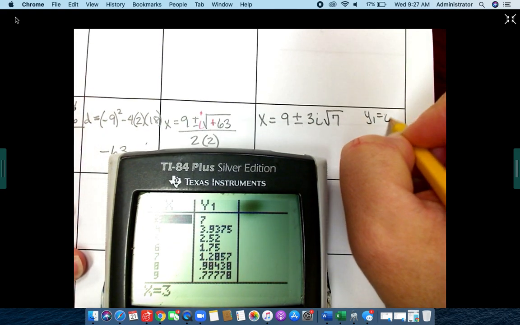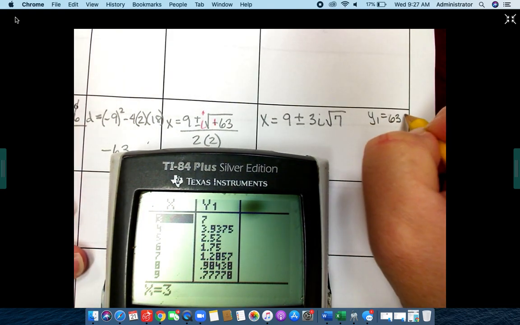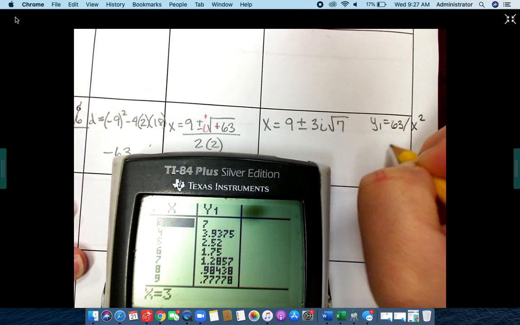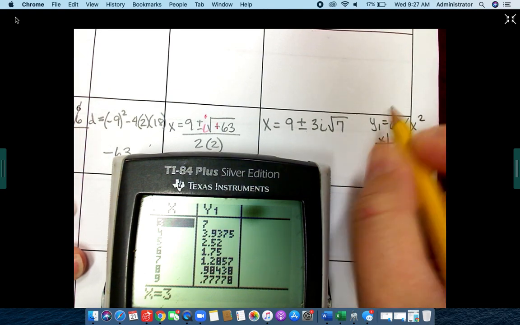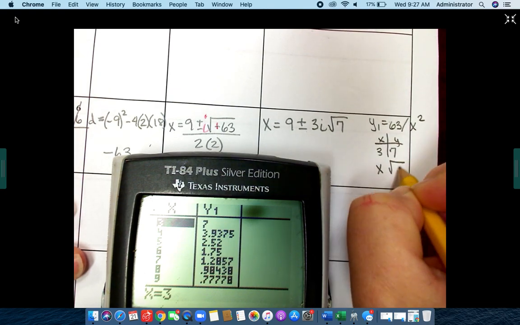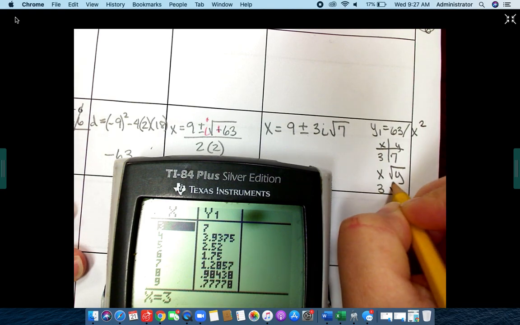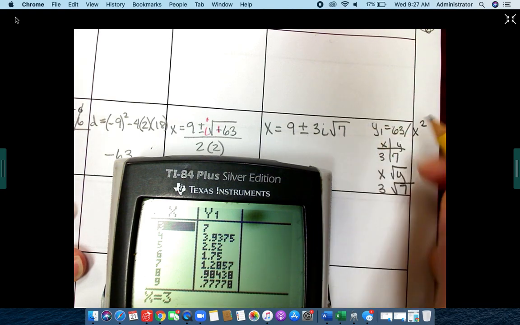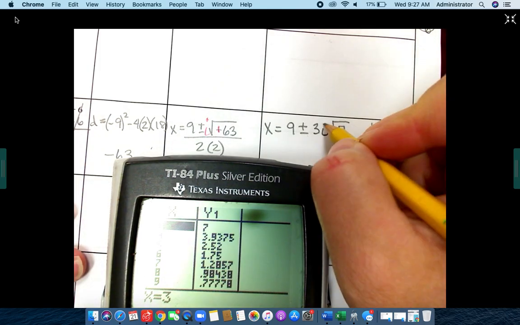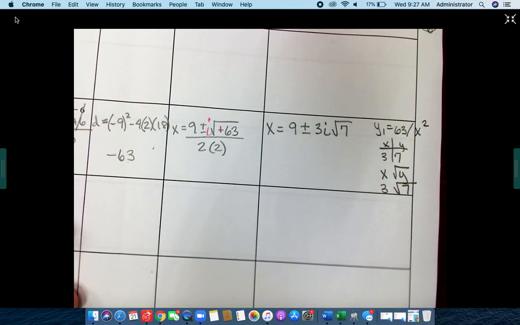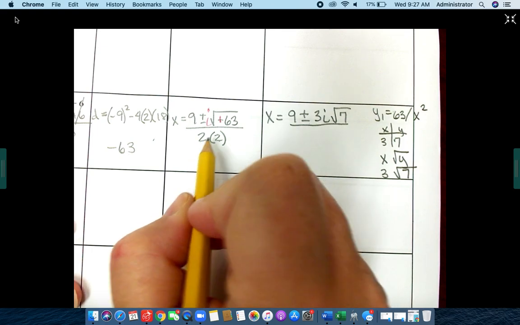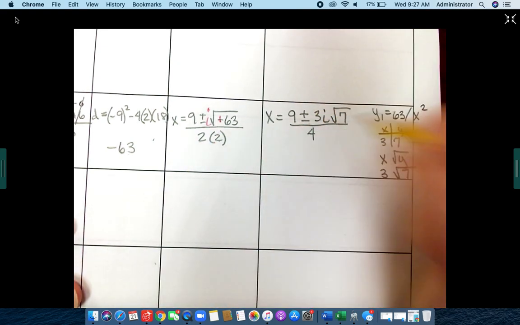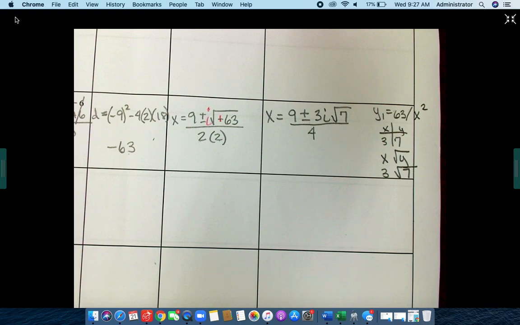We go to y equals and type in 63 divided by x squared. Our xy table gives us 3, 7, and our answer will always be x root y. So that's where we get the 3 square root 7. And we just made sure that because it was negative, we put the i in front of the radical. So this would be all over 2 times a. 2 times 2 is 4. So it looks like we're pretty much done.